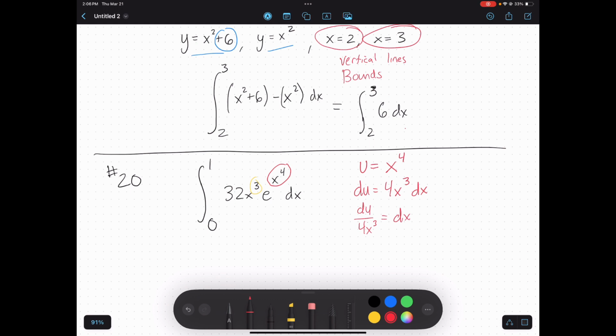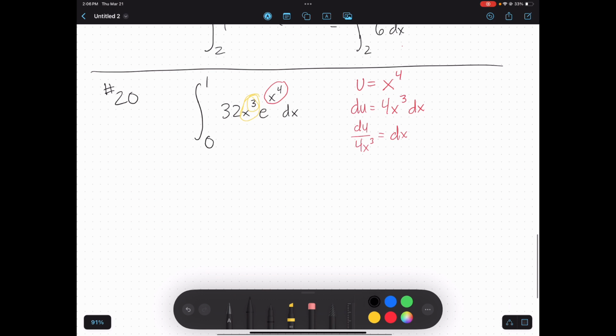Notice I have a 4x cubed in the denominator here. And what do I have in the numerator over here? I've got an x cubed. So the x cubes are going to cancel out really nicely. And I'm left with 32x cubed e to the u times du over 4x cubed. This, of course, simplifies to 32 divided by 4 is 8. The x cubes cancel out. And I'm left with e to the u du.